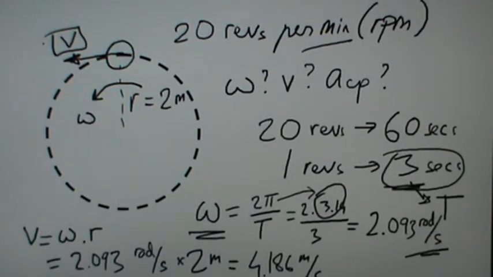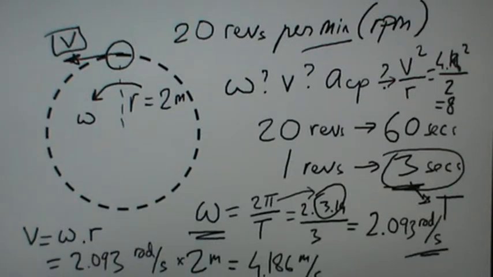Now we can calculate the centripetal acceleration, and as you know, the value is v squared divided by the radius, so you get 4.186 squared divided by 2. Therefore we get 8.76 meter per second squared.